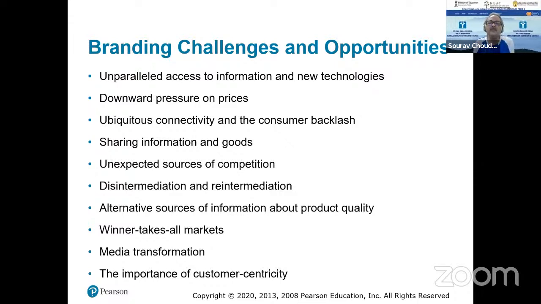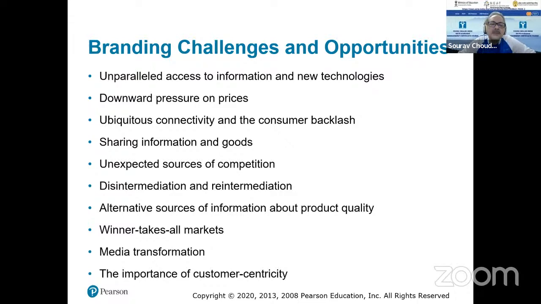Ubiquitous connectivity and consumer backlash. The world is so well connected today that at one corner of the world, some consumer has put something against a brand. It's becoming a big challenge to maintain brand preference. You have seen so much trolling, so many complaints, so much viral information going against brands. Viral stories going against brands is a challenge.